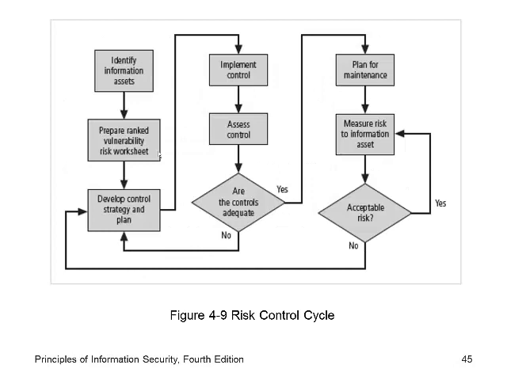Identify our assets, prepare the vulnerability worksheet, develop the control, implement it, assess the control. Are they working? No. Go back and develop a new one. If they are working, yes, then a plan for maintenance. Measure risk. Is the risk acceptable? Yes. If not, then go back and start all over again. So depending on what you implement, really, this is an ongoing process.